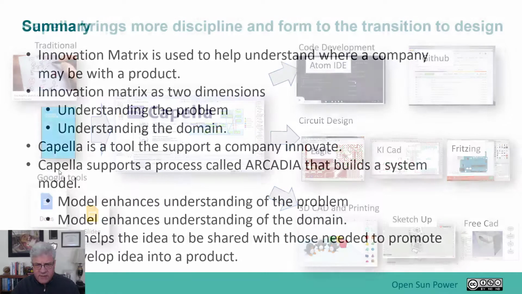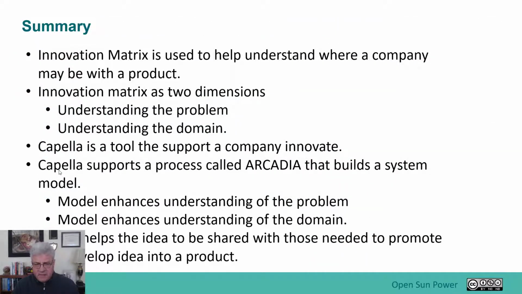So just a summary then, this section is the innovation matrix is used to help understand where a company may be with a product. The matrix has two dimensions, the problem and the domain. Capella is a tool that supports a company's innovation process. Capella supports a process that's called Arcadia that implements that process, and the model enhances the understanding of the problem and the domain. The model helps the idea be shared with other people so that you can promote communications and develop the ideas and leverage their capabilities to actually bring a product to life.